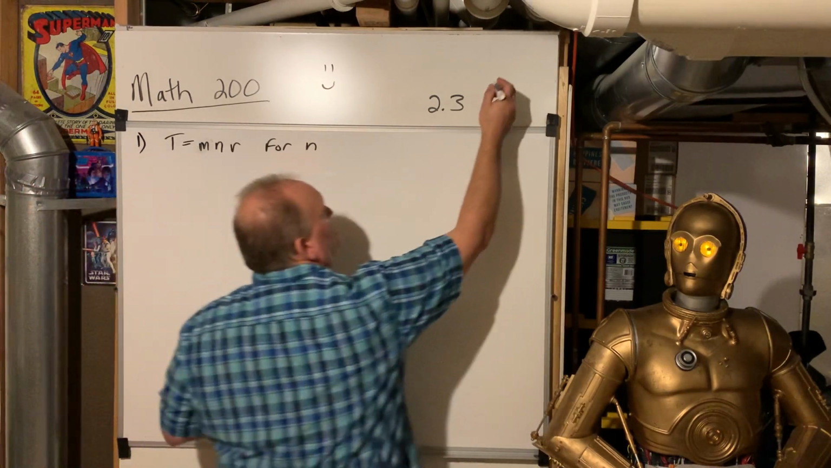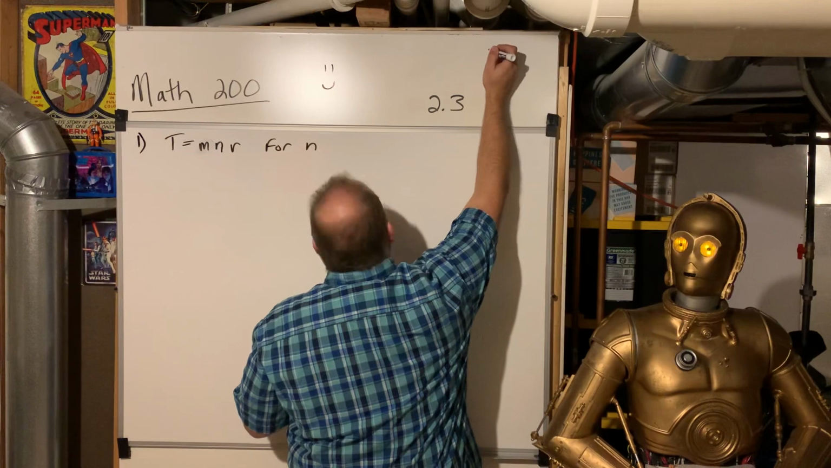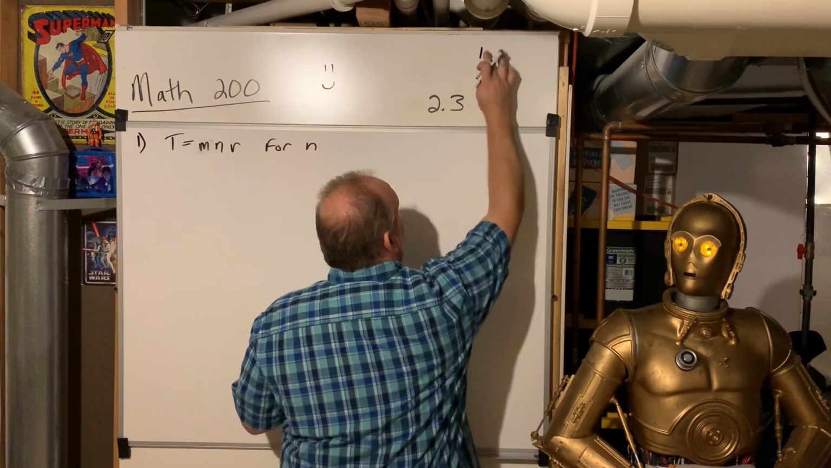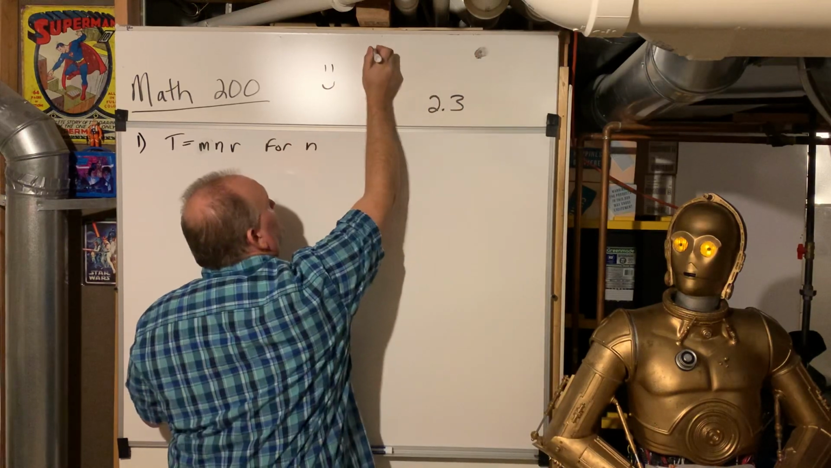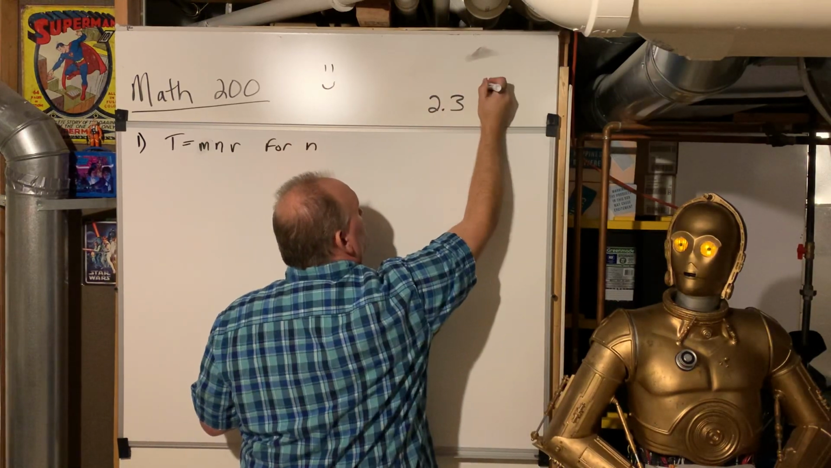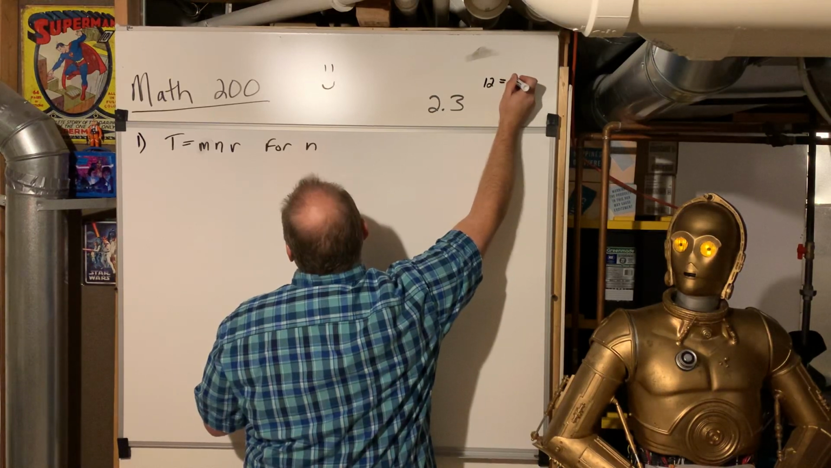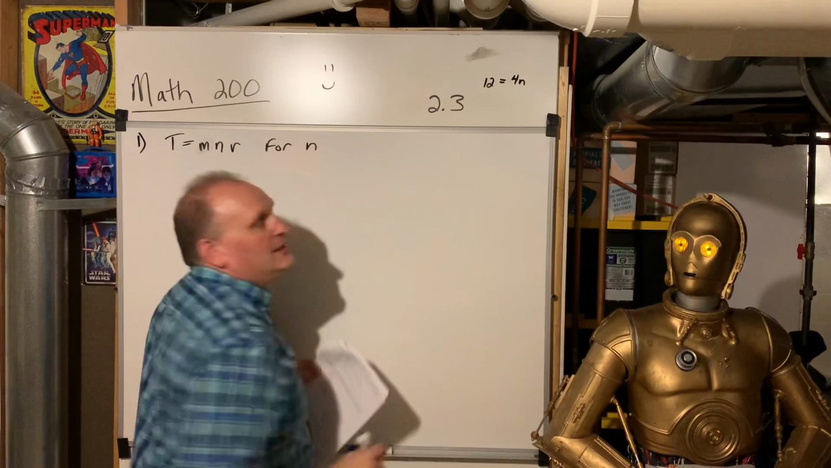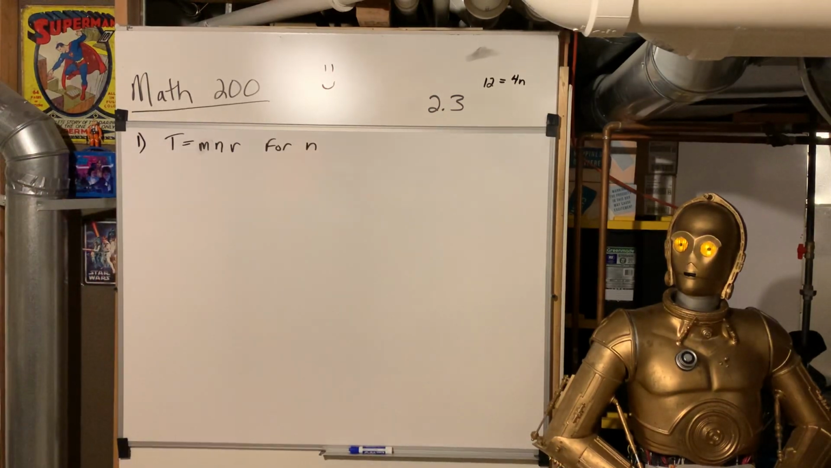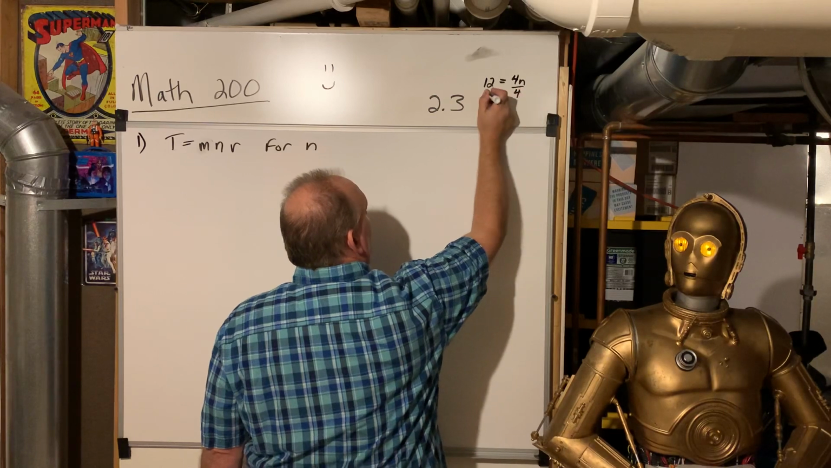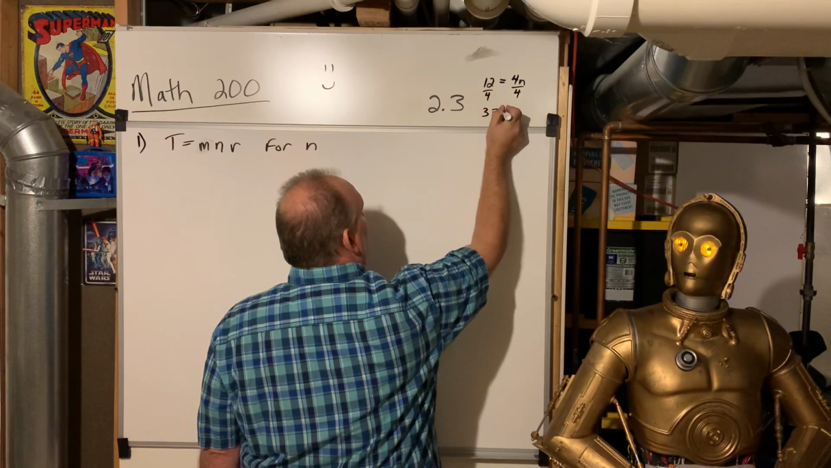So here, let's go to the off board. What if I had an easier equation like 12 is equal to 4n? So if we had that equation, we would divide both sides by 4, and then 3 would equal n.